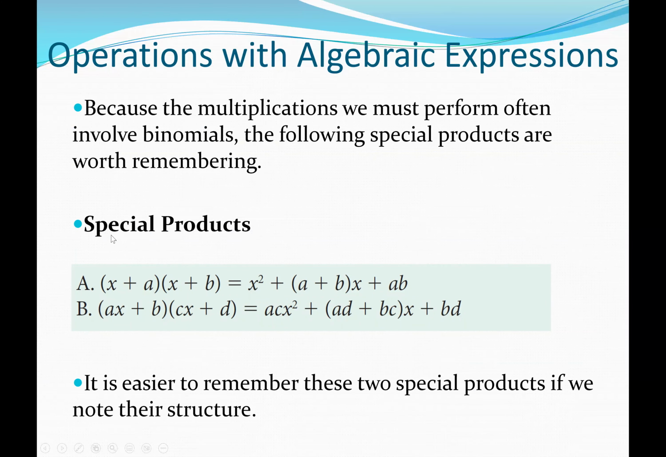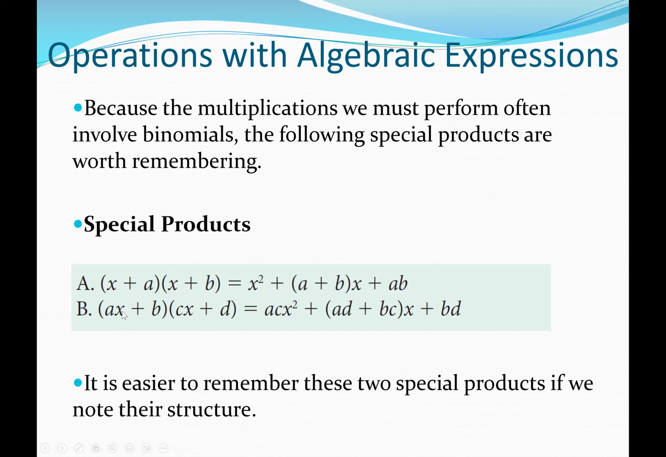So sometimes we have what we call the special products. For example, here we have x plus a times x plus b. This is the same as writing x squared plus a plus b times x plus ab. And we can again verify it by multiplying each term. So x times x will give me x squared. X times b will give me bx. Then a times x will give me ax. So we get a plus b times x. Then a times b will give me ab.